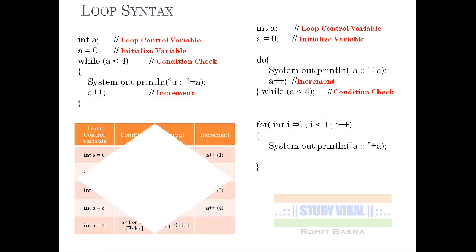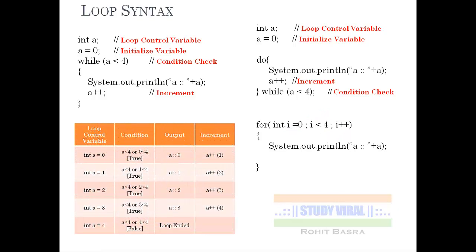And this is the table of how this loop will work. Let's take an example from the while loop. In the beginning, the value of a is 0. Now it will check the condition a is less than 4. Okay, 0 is less than 4, so the condition is true. Enter the loop body, print the value a: 0. After that, increment the value of a from 0 to 1.